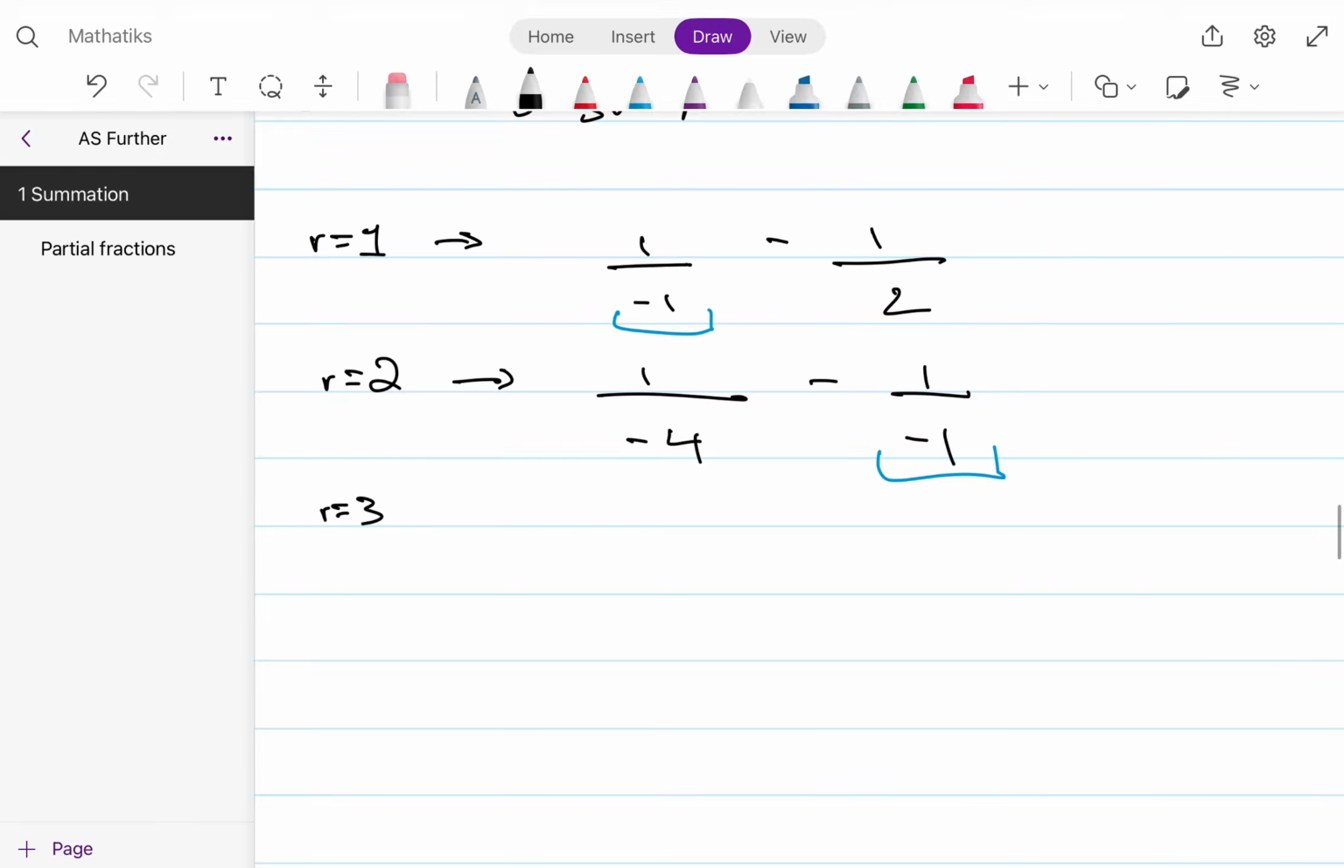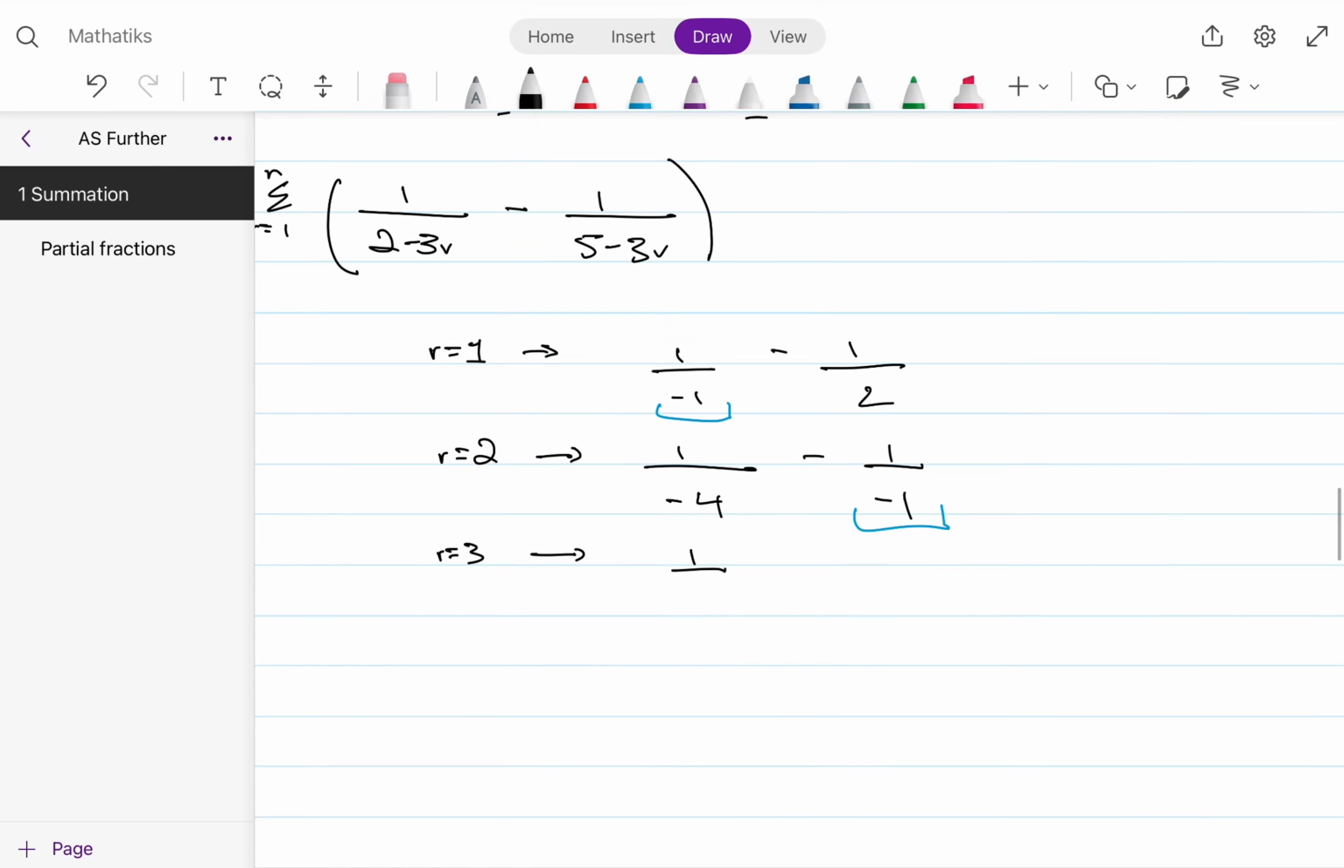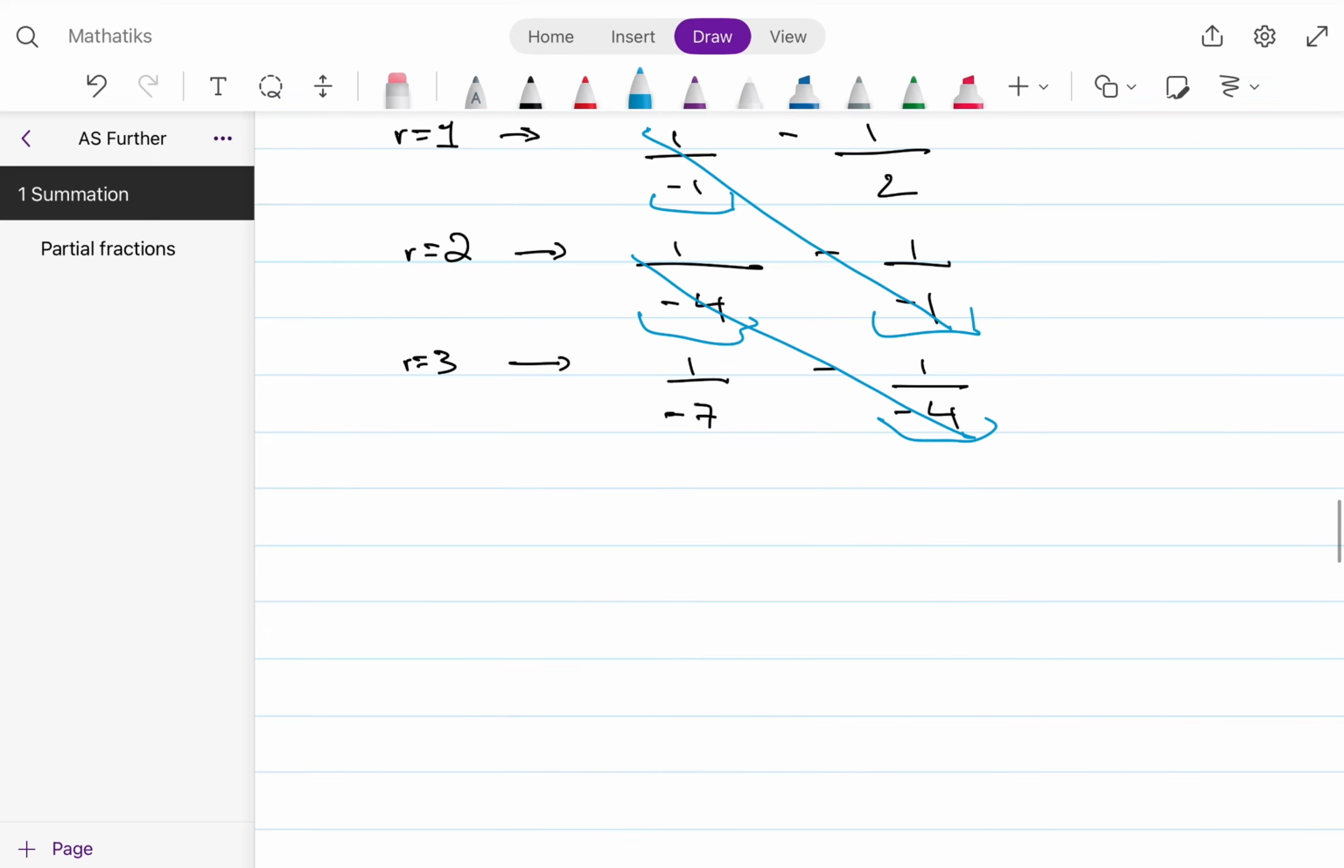Let's write out r equals 3 too. 1 upon 2 minus 9, minus 7, minus 1 upon 5 minus 9, minus 4. These are also the same, so they're also going to cancel. Now you can see a pattern where the term on the right is canceling with the one above it to the left. So these are going to cancel, these are going to cancel. And as we go further in the sequence, we can assume that this is also going to cancel.